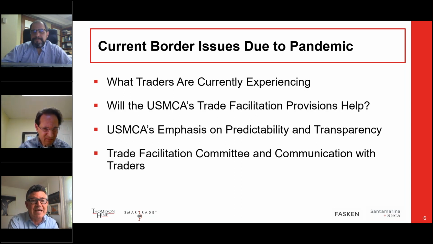Before we start drilling down on the trade facilitation provisions, however, I want to talk about, just for a minute, again, this white elephant in the room in terms of, what are traders currently experiencing given the pandemic and the fact that the borders are closed for tourism and leisure travel.